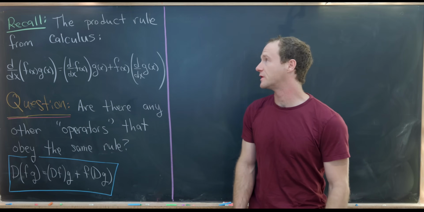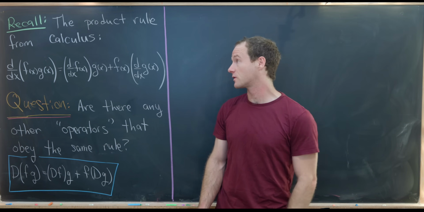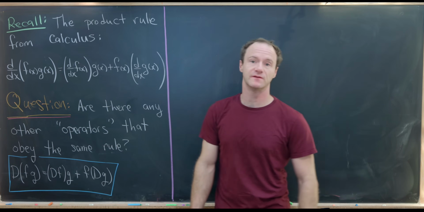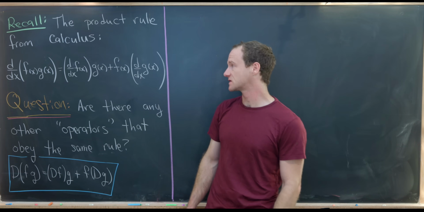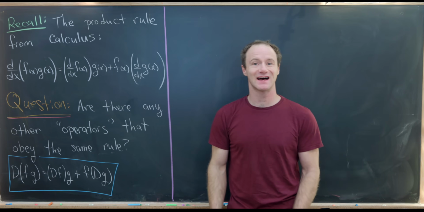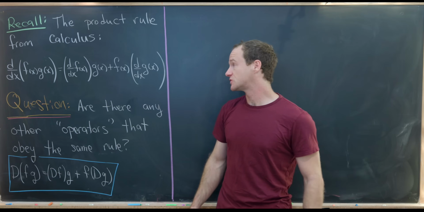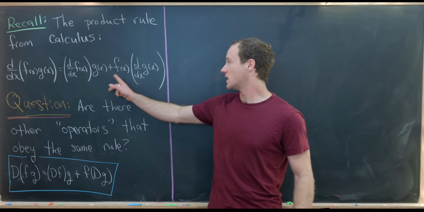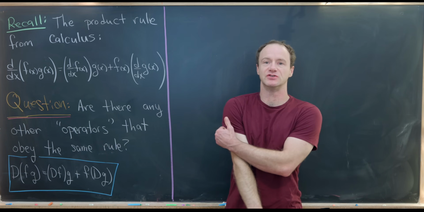So we're all pretty familiar with the product rule from calculus. That says if you take the derivative of a product of functions f of x times g of x, you end up taking the derivative of one of the functions at a time and then summing. So in other words, you get the derivative of f times g plus f times the derivative of g.